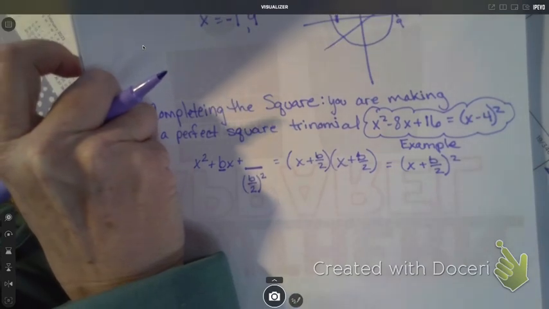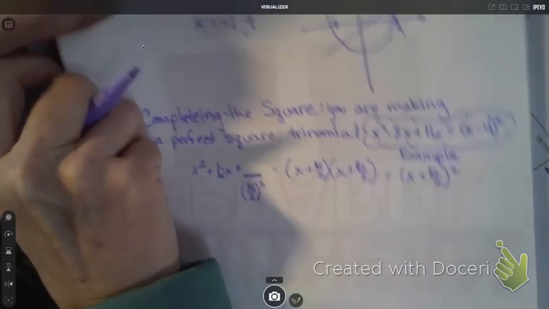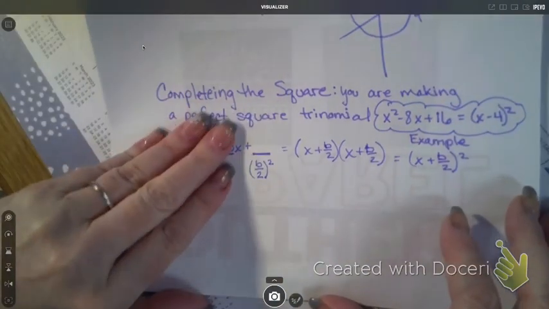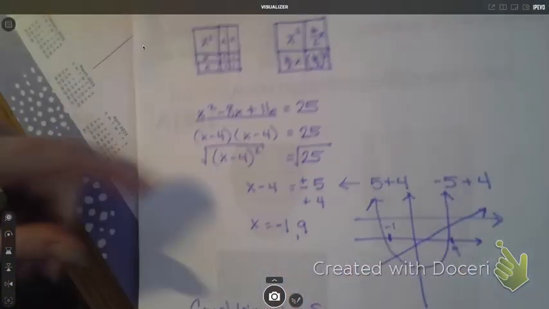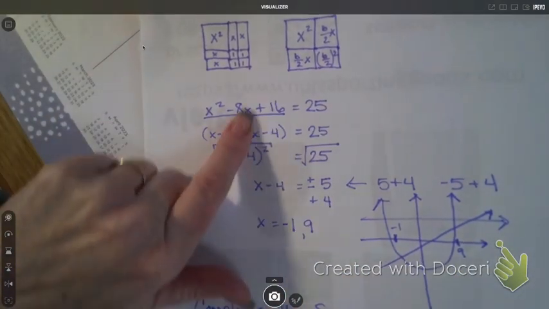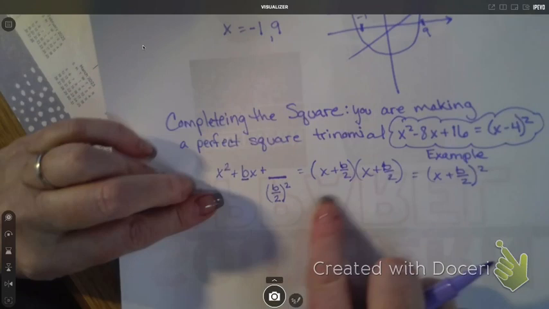Okay, you guys ready? Got that down? Okay. So today we're going to practice with these so we can get the hang of it. We're not going to have to find the b over 2. We're going to practice with like the first one we got.